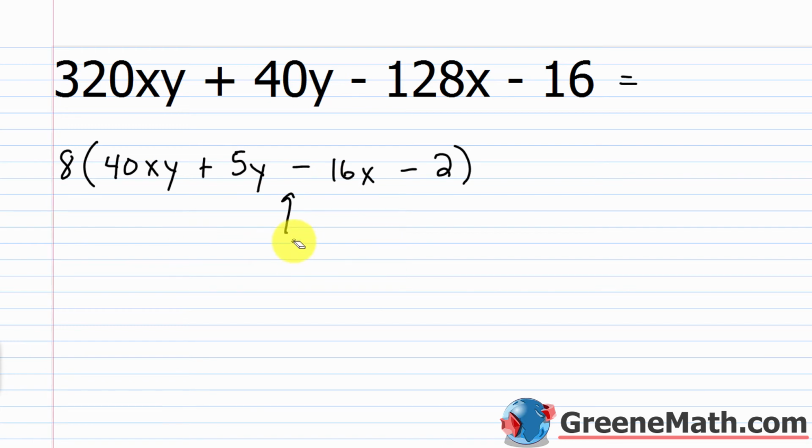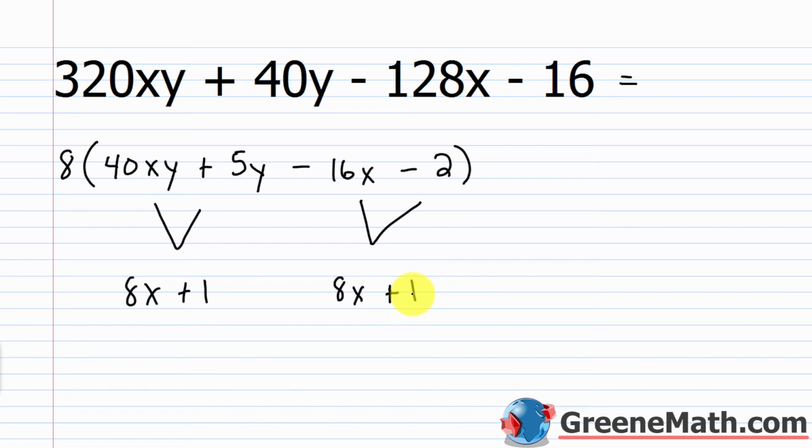So again, we could just go with the groupings that are present at first, see if they work out. So these two and these two. So 40xy and 5y, common factor of 5y, that would be 8x plus 1. And then 16x and 2, well, they're both negative, so I could pull out the negative part, and I could pull out a 2. So if I pulled out a negative 2 here, I would have 8x left. If I pulled out a negative 2 here, I'd have plus 1. So it looks like that would work out, right? We'd have that common binomial factor.